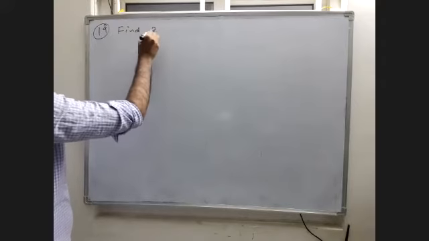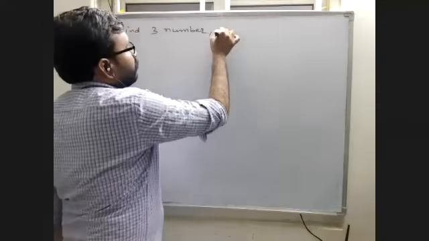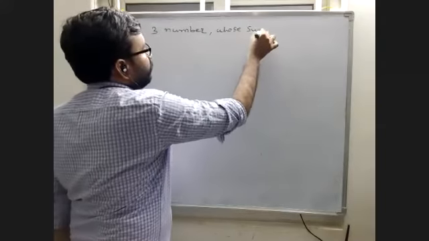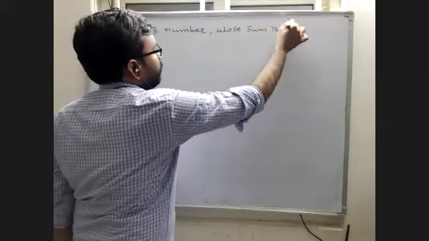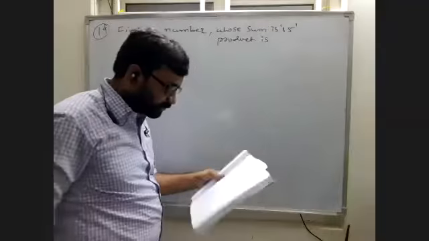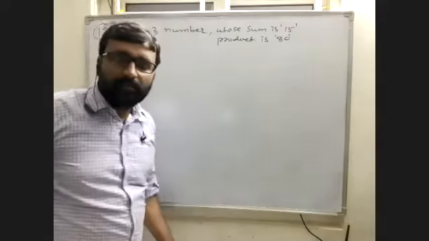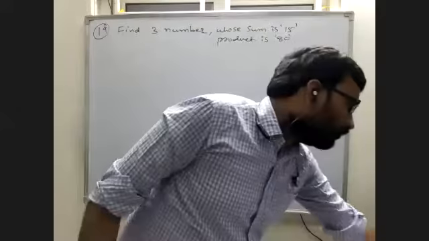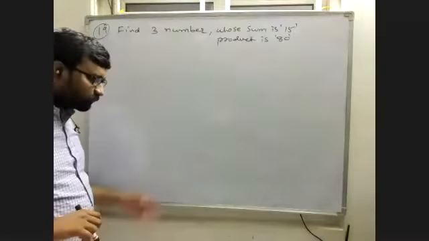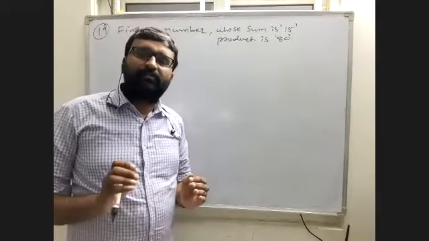Find three numbers whose sum is 15 and product is 80. Sum is 15 and product is 80. So what are the numbers we have to find? Three numbers. And we know if the numbers are in arithmetic progression, then the common difference is same.